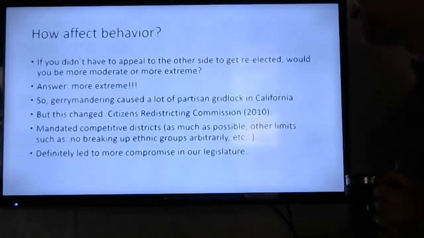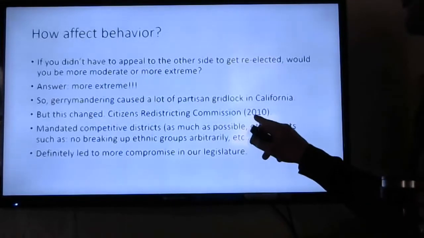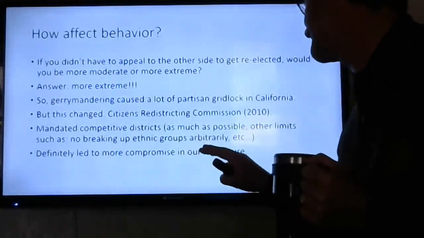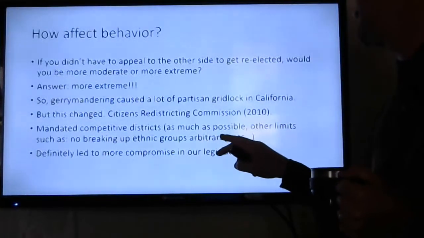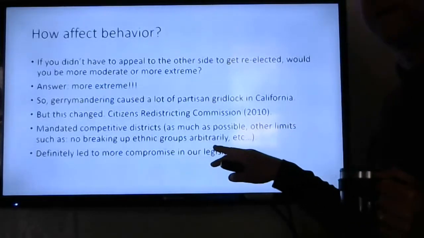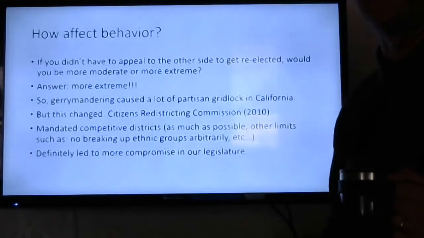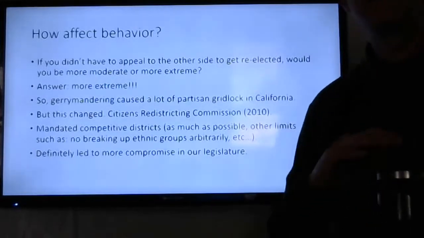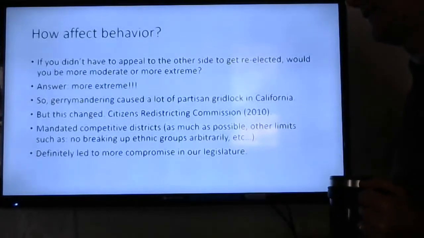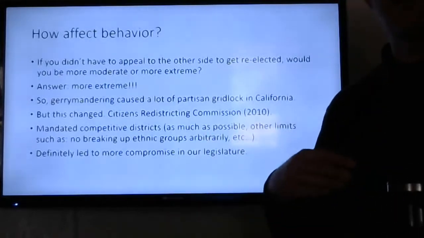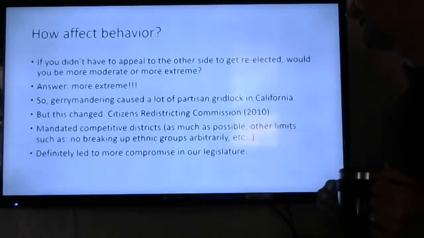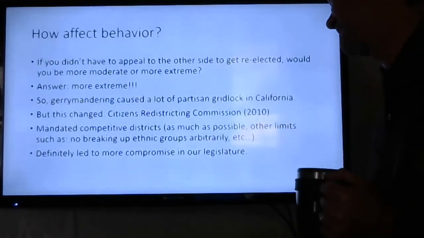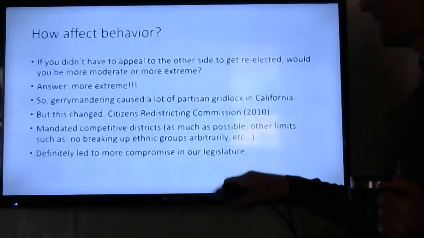But this changed. The Citizens Redistricting Commission in 2010, as previously pointed out. What did it do? It mandated more competitive districts. There are some limits to that. So you're not allowed to break up ethnic groups arbitrarily, things like that, because gerrymandering through the 1960s was used to reduce the power of African Americans and other ethnic groups. So you're not allowed to gerrymander them out of having electoral power. But working within some of those other federal limits, the Citizens Redistricting Commission mandates that more competitive districts be drawn, and it definitely led to more compromise in the state legislature.